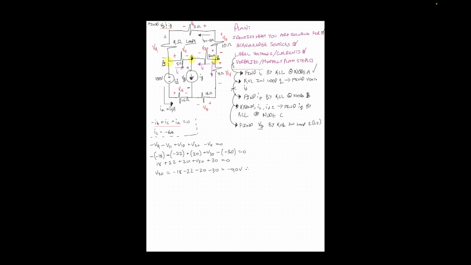Therefore, I can jump ahead a little bit. Because I found V30, I can also find ID. ID is going to be my negative 90 divided by my 30, which gives me a negative 3 amps. All right, so I have done this step. This guy is done, this guy is done, equals ID. Now I want to find IE by KCL at node B. Let's make a little bit of a break right here.